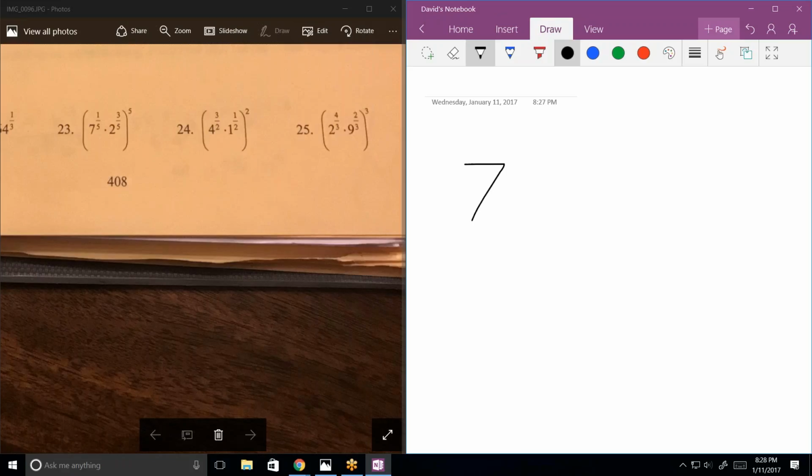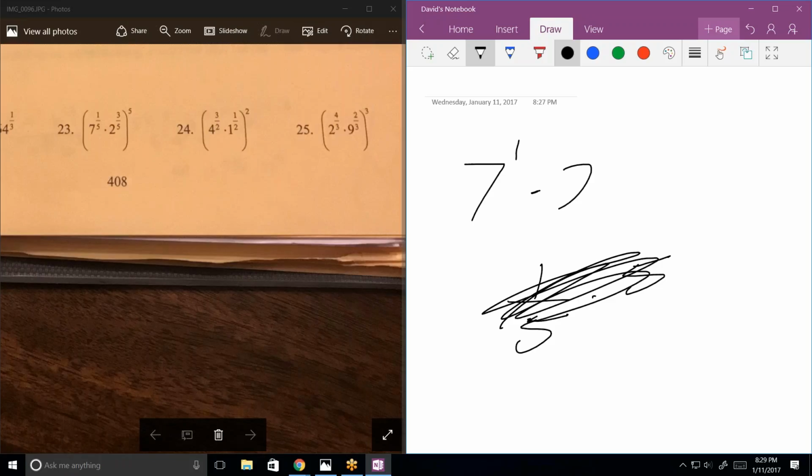7 to the... Yeah, so it cancels out the 5, so it'd just be 1. So it's 7 to the 1 times what? So it'd be 7 to the 1 times 2 to the 3rd.